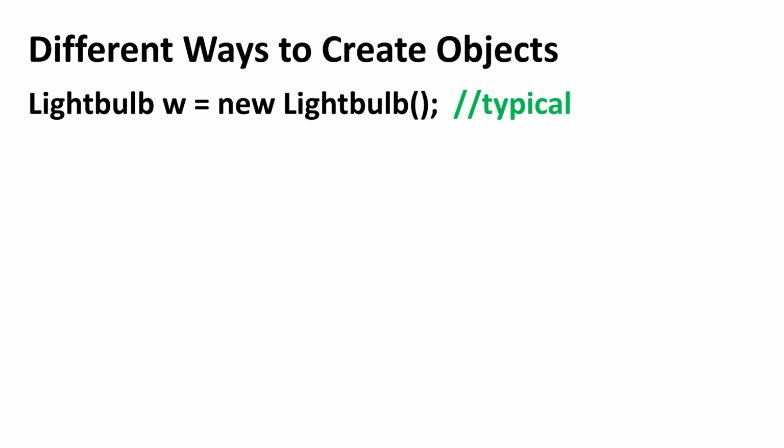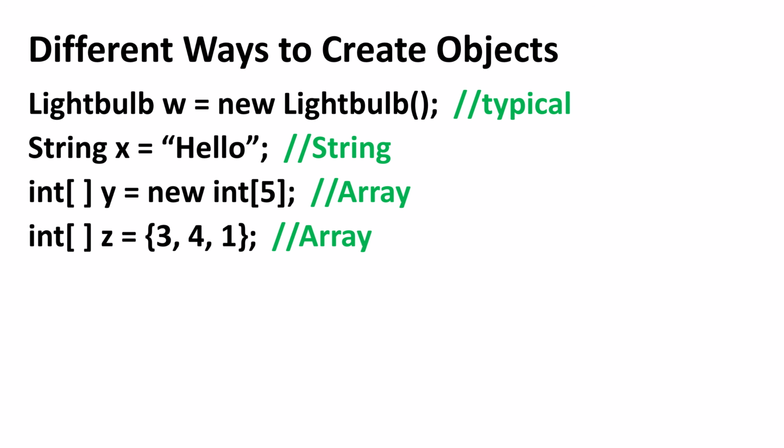Before we end, I wanted to mention that there are a few classes that have unique ways of creating objects. Some examples include the string class and the array class. Don't worry about those now, but be aware that exceptions exist.